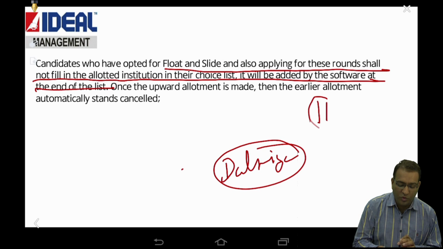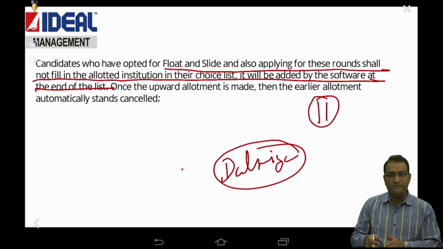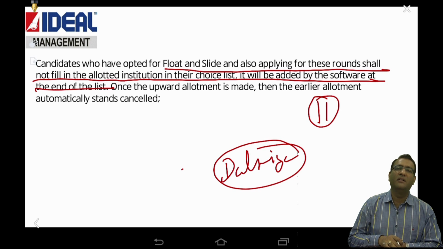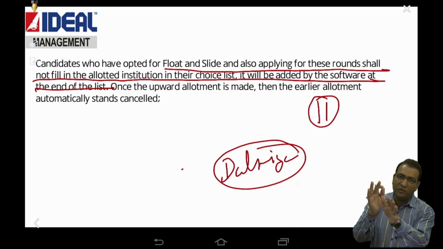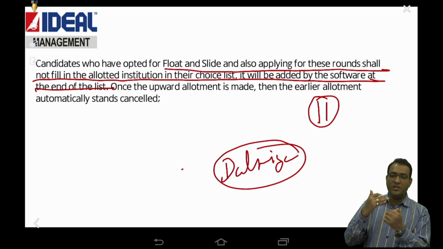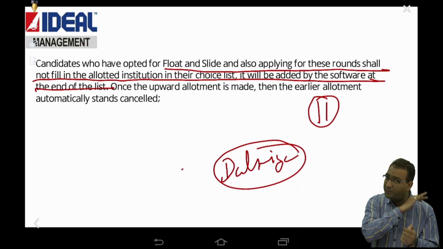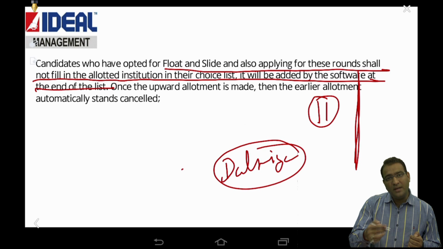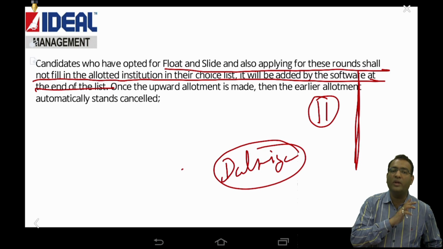In cap round 2, you can fill a separate option form again, and since you've already been allotted Dalmia, please don't put Dalmia in again. I hope you understand that. Because Dalmia you have already been allotted. Now what you want is a college which is better than Dalmia. Right? So don't put in Dalmia at all. Put other colleges, and Dalmia will be taken as the last option by the system automatically. You don't have to do anything.